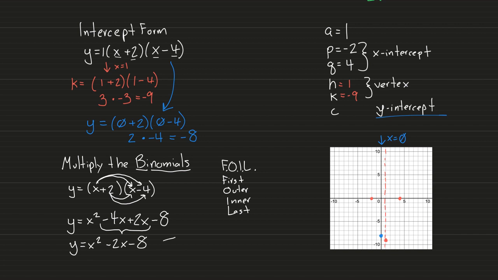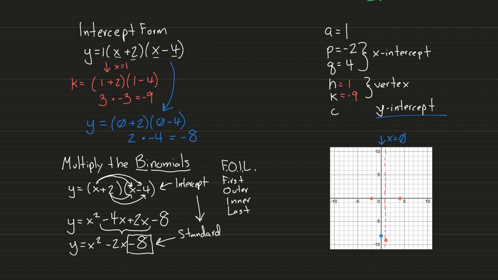What's interesting here is notice that we just took intercept form and we converted it to standard form pretty quickly, just by multiplying those binomials. And here we can actually verify, well, hey, there's that C term. We knew C was going to be in this spot in standard form, and we actually verified what we got. So multiplying the binomials is a good way to convert intercept form to standard form.